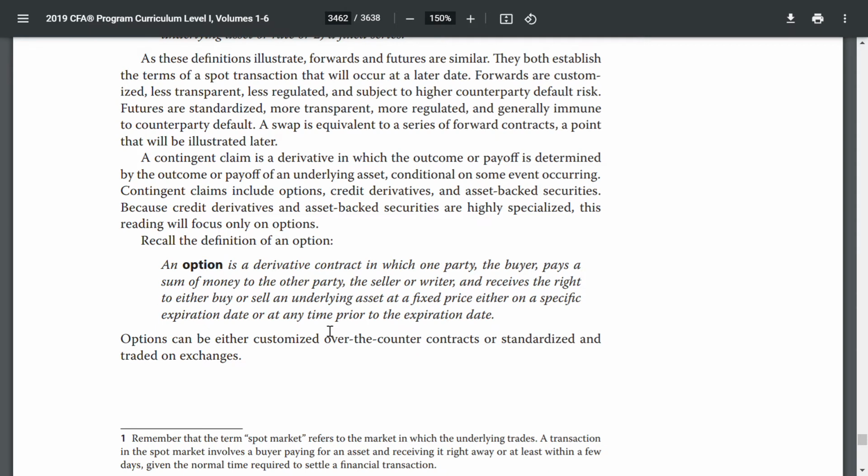An option is a derivative contract in which one party, the buyer, pays a sum of money to the other party, the seller or writer, and receives the right to either buy or sell an underlying asset at a fixed price, either on a specific expiration date or at any time prior to the expiration date. Options can either be customized over-the-counter contracts or standardized and traded on an exchange.